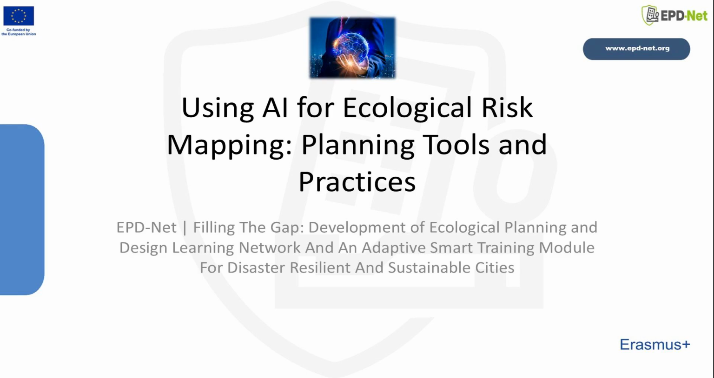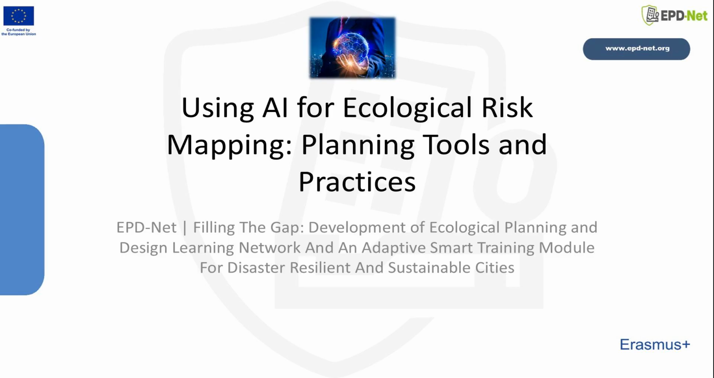This topic is about building a planning-grade workflow for ecological risk mapping with AI. The goal is not to do AI for its own sake. The goal is to produce risk information that can actually inform decisions: where to intervene, what to prioritize, and what uncertainties remain. Ecological risk mapping sits at the intersection of environment, infrastructure, and society.